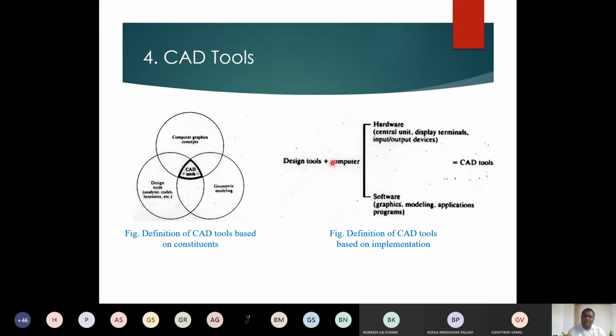Certain minimal software should be there on the computer, and from the hardware point of view also, there may be certain constraints. Nowadays we specify them like different tools: a minimum of 4 GB is required, one graphic card of this much specification is required, and input output devices like that. So this is how I can define a CAD tool based on implementation.